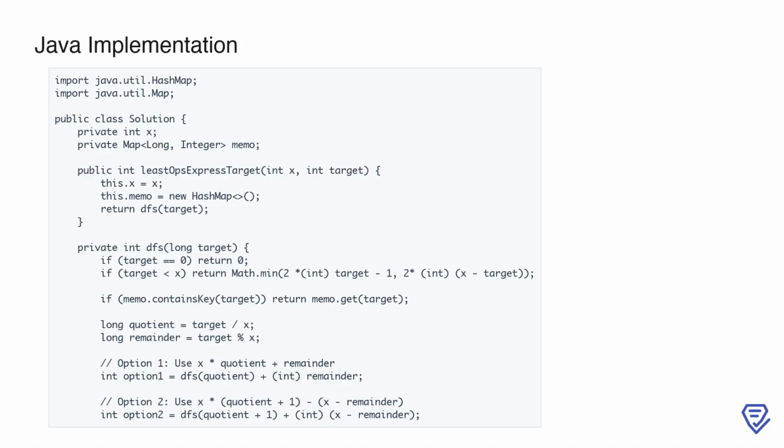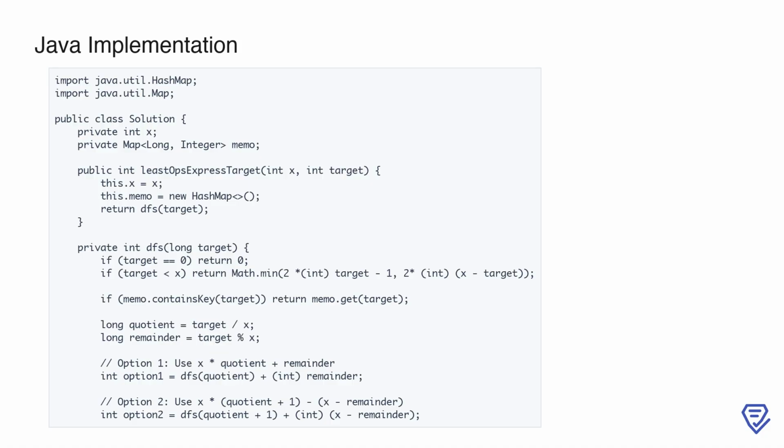If the target is less than the base x, we calculate the minimum cost of expressing the target either by adding or subtracting smaller powers of x. This ensures we account for both adding and subtracting operations when the target is smaller than the base. Next, before proceeding with further computation, we check if the target is already in the memoization map. If it is, we return the pre-computed result to avoid redundant calculations.